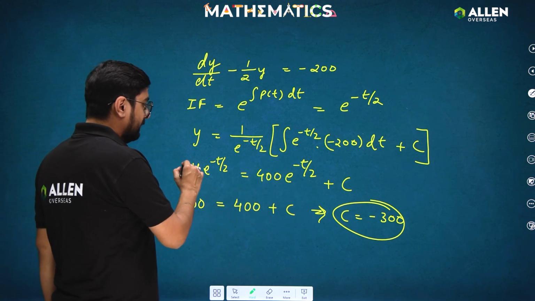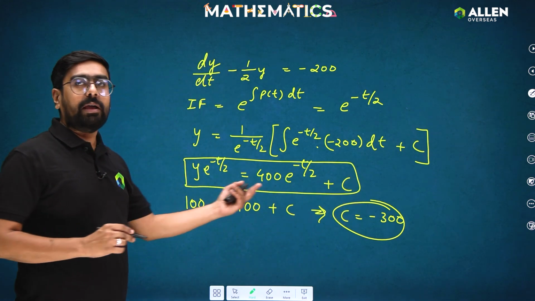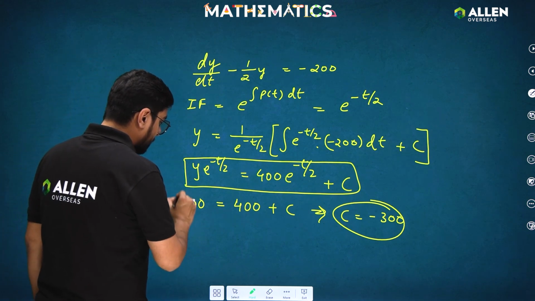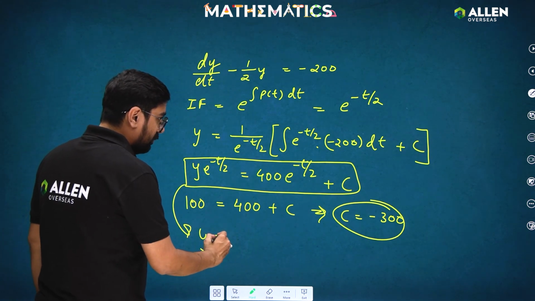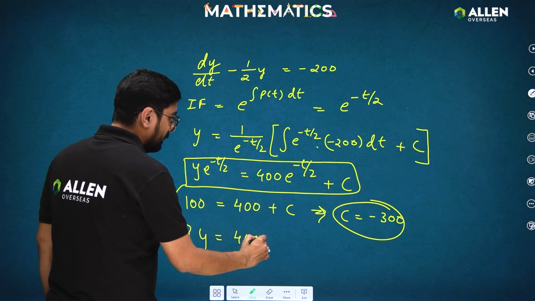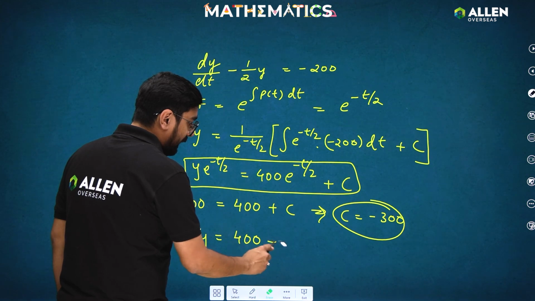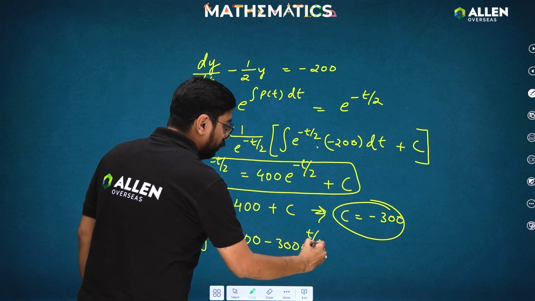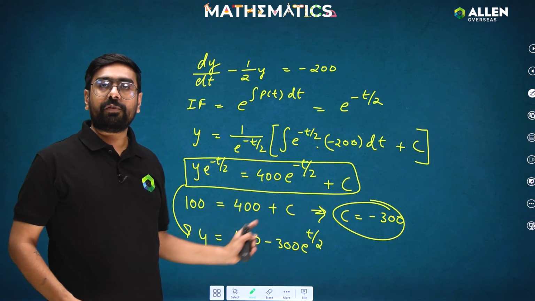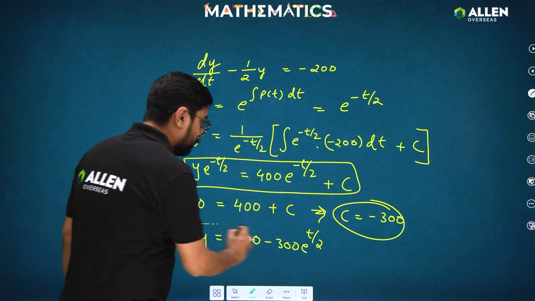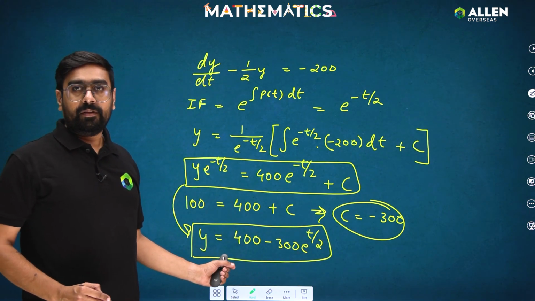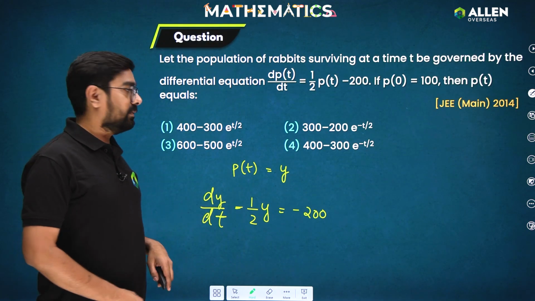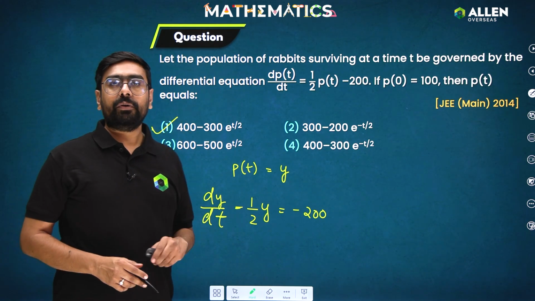And if my c is equal to minus 300, I am going to use it over here, because I found the value of the constant now. Now I'll divide this entire equation by e to the power minus t by 2. So I'll have y is equal to 400 minus 300 e to the power t by 2, because when we divide c by e to the power minus t by 2, finally we'll get e to the power t by 2. And this is going to be our p(t). We can also write it as p(t) equals 400 minus 300 e to the power t by 2. And where is this option? This is option 1 itself.